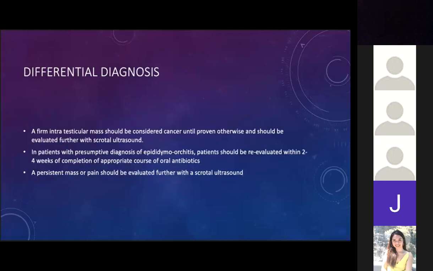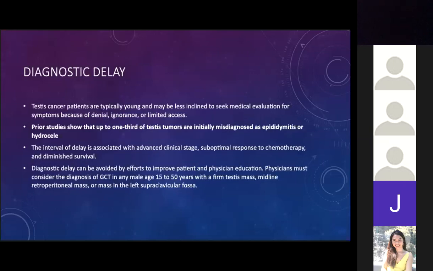For your differential diagnosis, a firm intratesticular mass should be considered cancer until proven otherwise, and should be evaluated further with scrotal ultrasound. In patients with a presumptive diagnosis of epididymoorchitis, patients should be re-evaluated within 2 to 4 weeks of completion of an appropriate course of oral antibiotics. A persistent mass or pain should be evaluated further with a scrotal ultrasound. And testis cancer patients are typically young and may be less inclined to seek medical evaluation for symptoms because of denial, ignorance, or limited access.